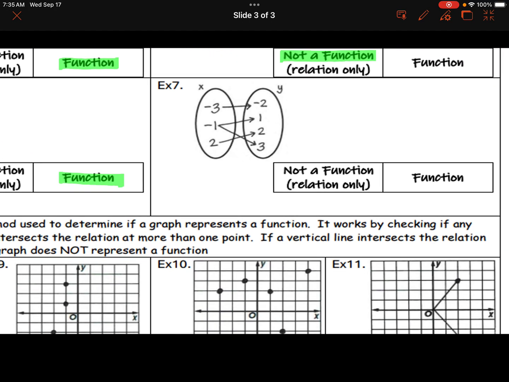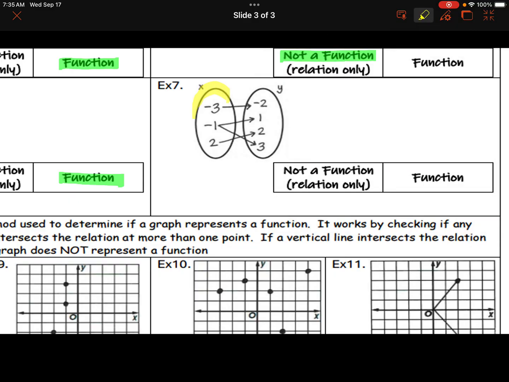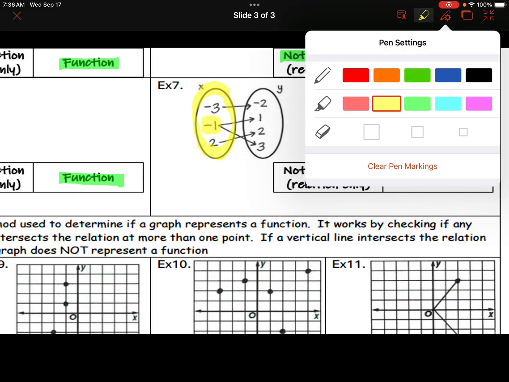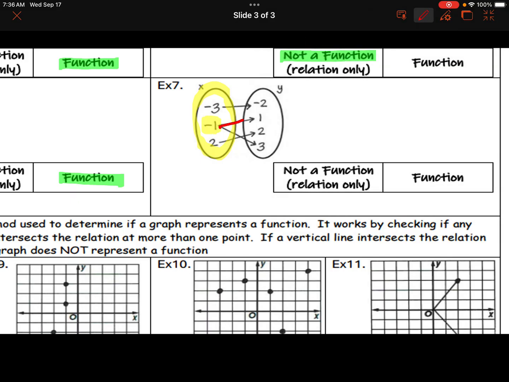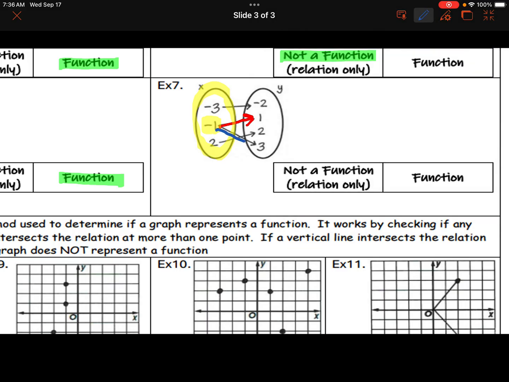If I were to go look at example 7, right here, I'm focused in on the x's, but I notice that -1 is partnered with +1, but then it's also mapped to +3. So that 1 input value has been mapped to 2 different output values. So this is no longer a function. This is a relation only, not a function.